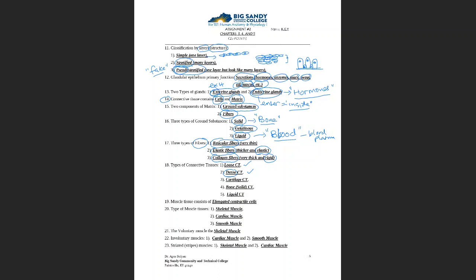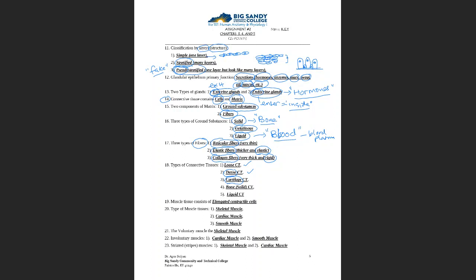Okay, cartilage connective tissue. An example is the front of our nose. You have cartilage over there. Our ear, we have cartilage over there. So these are made of cartilage.